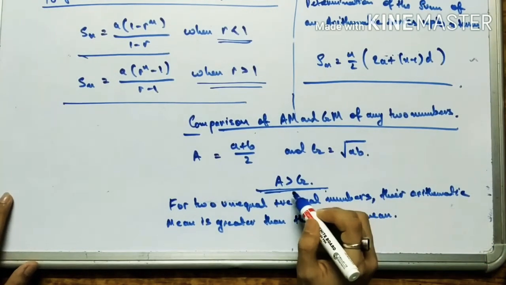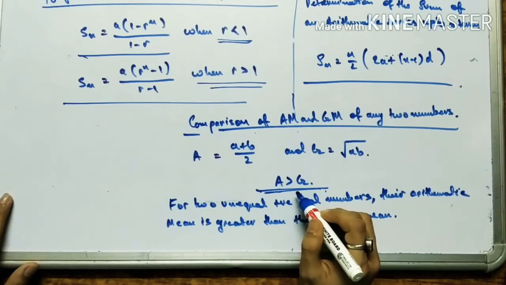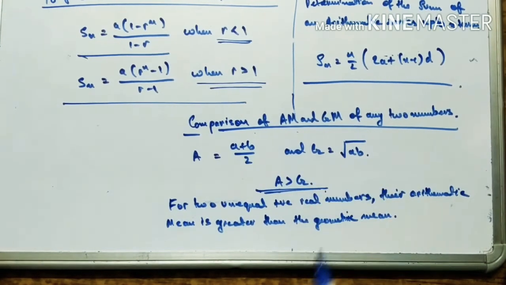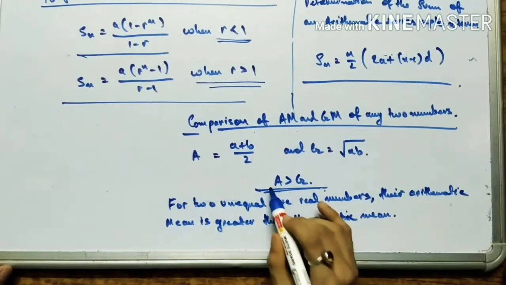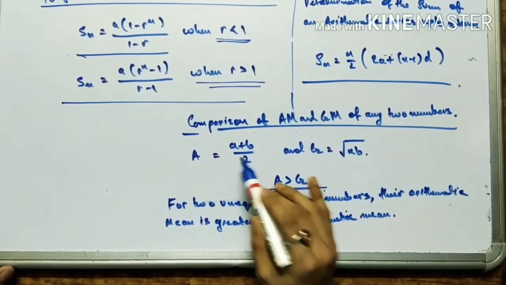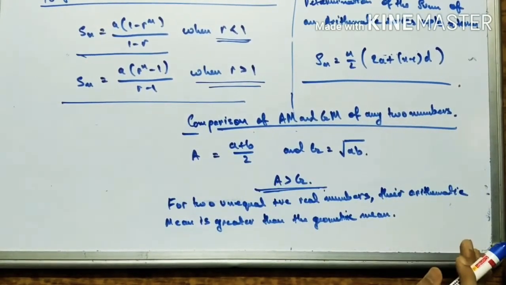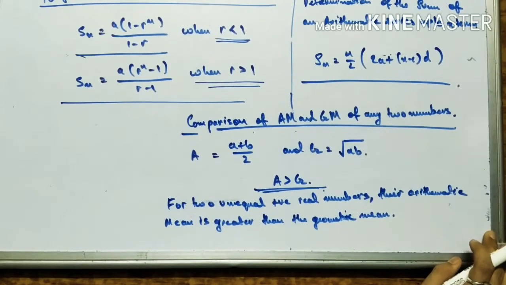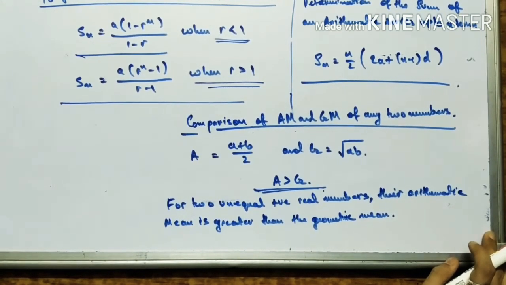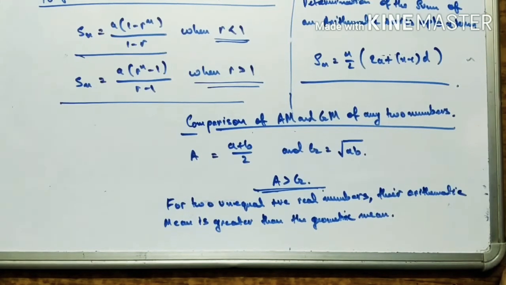Understand? Where A and G are the arithmetic mean and geometric mean of a and b. So these are the important points. Next we will go to exercise 6.3.